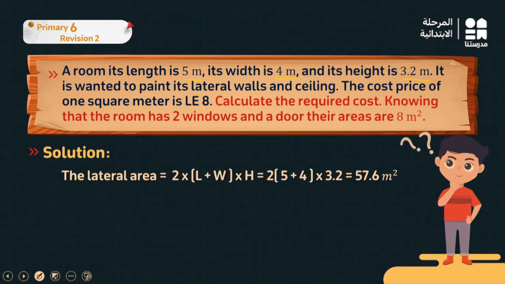It will be 2 times length plus width times height. This is the rule. Okay, so we're going to make 2 times length 5 plus 4. So it will be 2 times 5 plus 4. 5 plus 4 equals 9. 9 times 2 times 3.2 gives you 57.6 meters square. So this is the lateral area. This is the area of the 4 walls around the room.